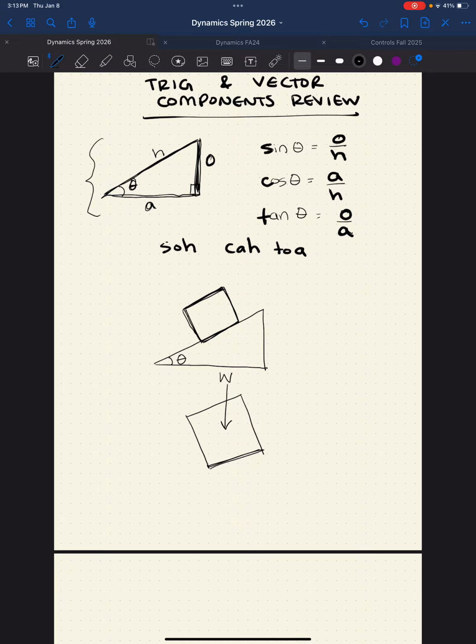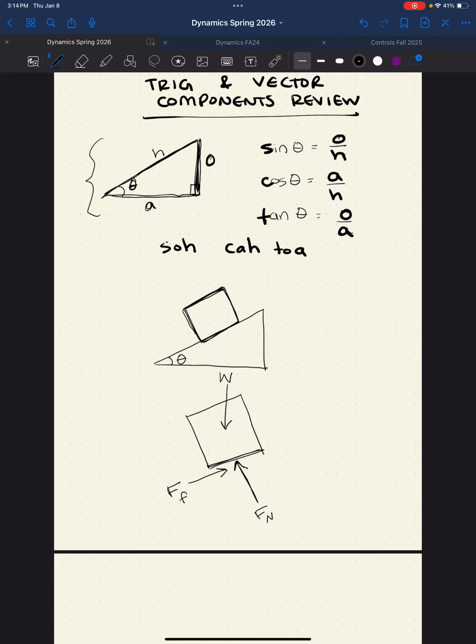Maybe there's some friction between this box and the plane, and so maybe we have a friction force that goes parallel to the inclined plane surface, the force of friction, and then we absolutely have a normal force that is perpendicular to the plane surface.